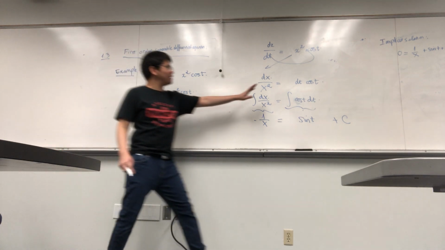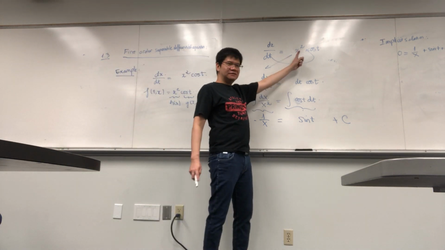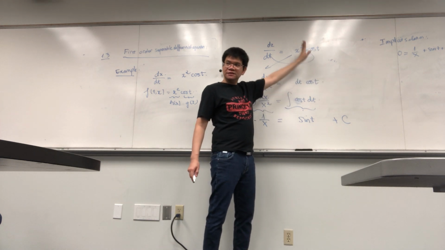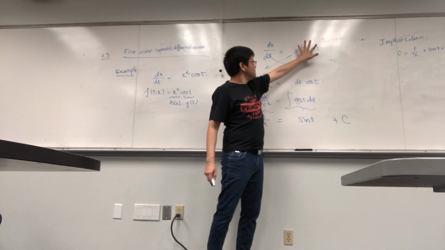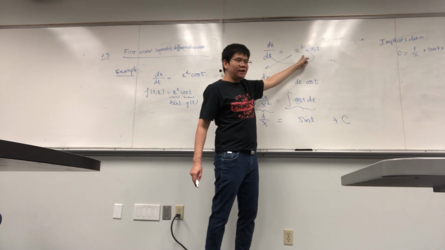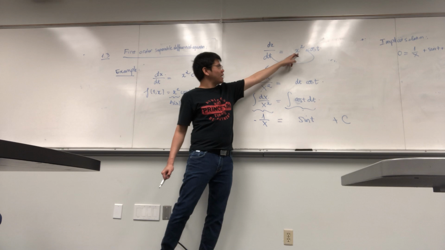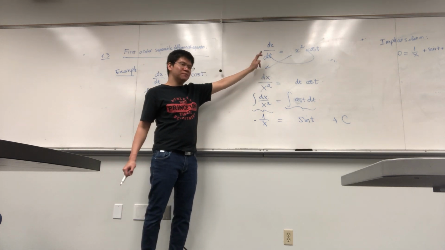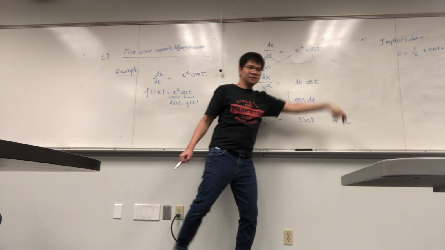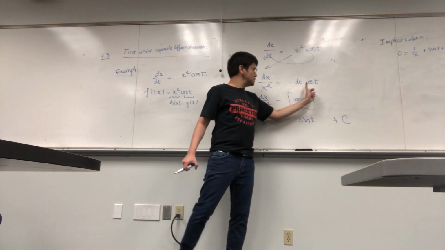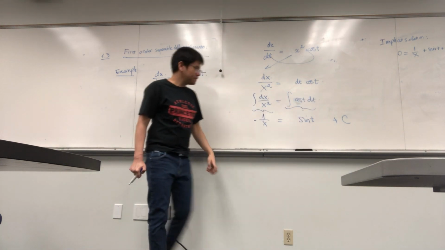In this case, we have dx over dt is x squared times cosine of t. The function on the right hand side is the product of x squared and cosine of t. What we do is divide by x squared on the left and multiply by dt on the right. I'm going to have dx divided by x squared is equal to cosine of t dt.